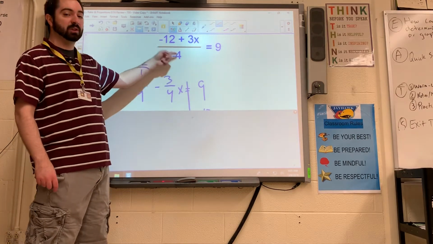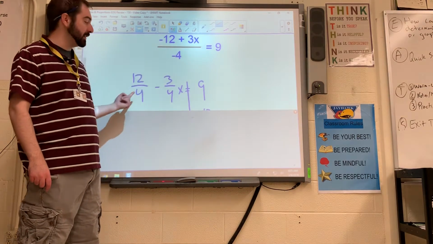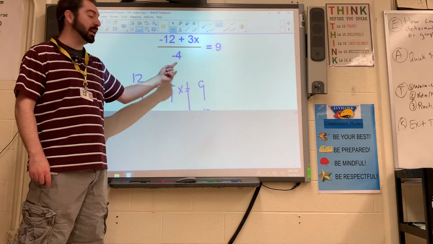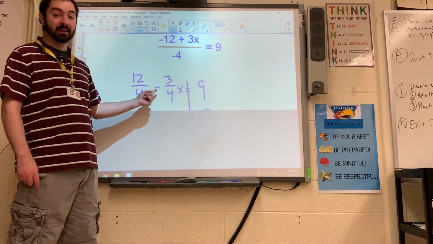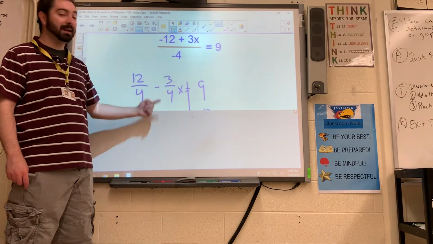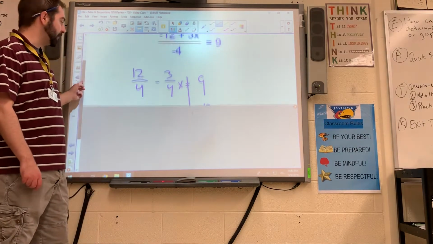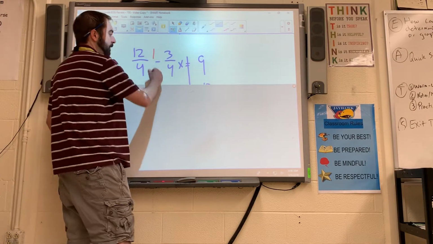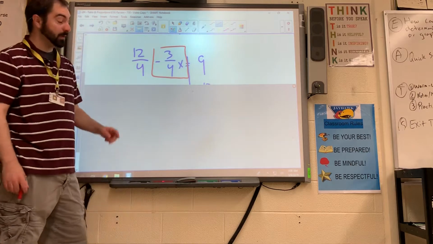Again, we're going to follow the division rules right here. A negative divided by a negative is a positive. Then we have a positive 3x being divided by a -4. In that case, the negative will stay because a positive divided by a negative is a negative. Once you have the problem set up, pretty easy to solve from there. We're trying to isolate this -3/4 x.